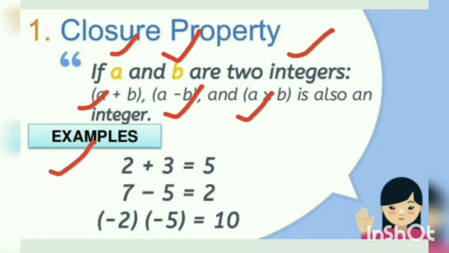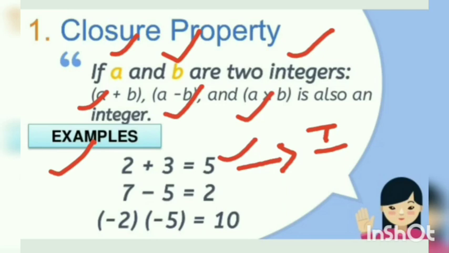See here. 2 is an integer. 3 is also an integer. It means when we add 2 plus 3, we get the result 5. And 5 is also an integer. It means addition is following the closure property.